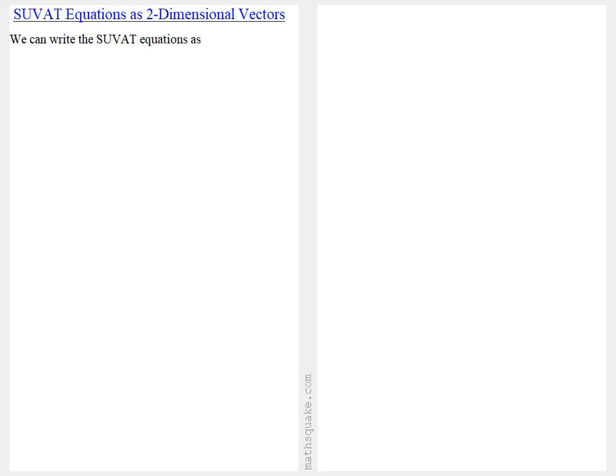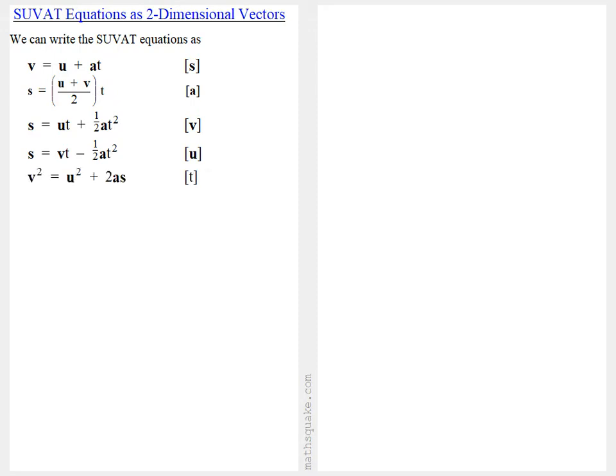Just to remind us, the equations are v equals u plus at, that's the equation where s is omitted. s equals (u plus v) over 2 times t, that's the equation without a. s equals ut plus a half at squared, that's the equation without v. s equals vt minus a half at squared, that's missing u. And v squared equals u squared plus 2as, that's missing t.